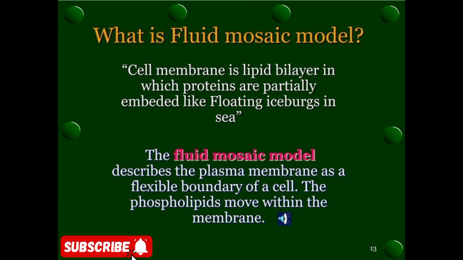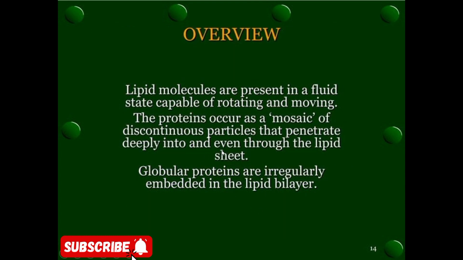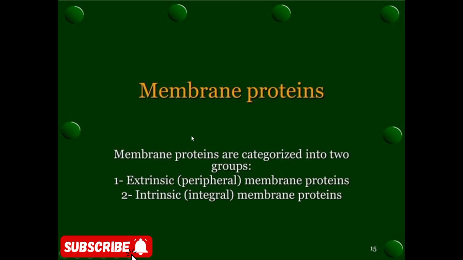Our cell membrane is a lipid bilayer in which proteins are partially embedded like floating icebergs in a sea. The fluid mosaic model describes the plasma membrane as a flexible boundary of the cell. The phospholipids move within the membrane. Our lipid molecules are present in a fluid state, capable of rotating and moving. The proteins occur as a mosaic of discontinuous particles that penetrate deeply into and even through the lipid sheet. Globular proteins are irregularly embedded in the lipid bilayer.